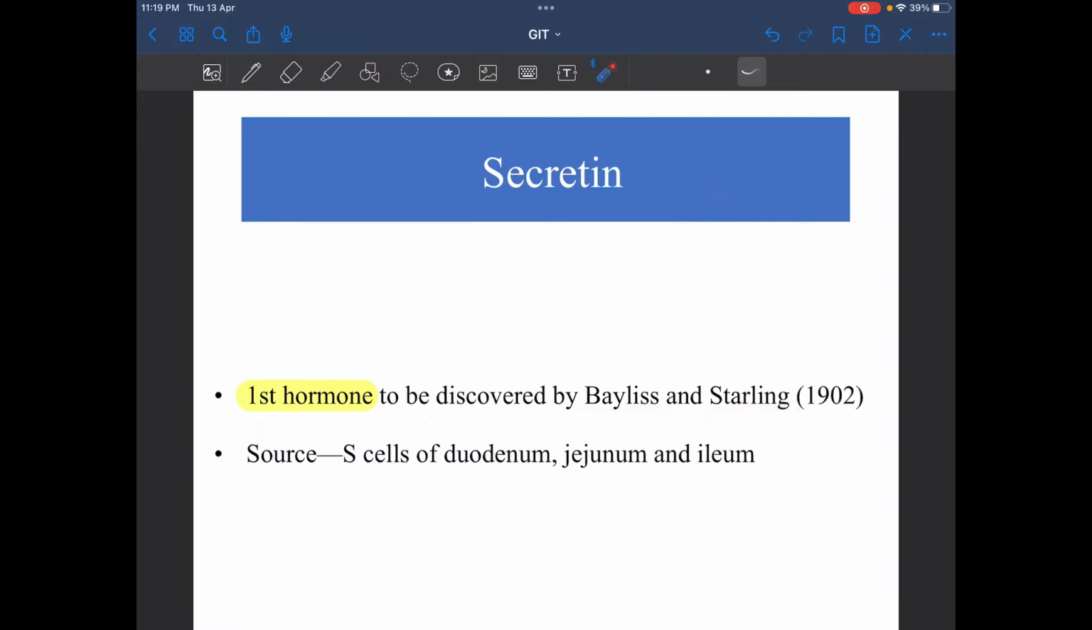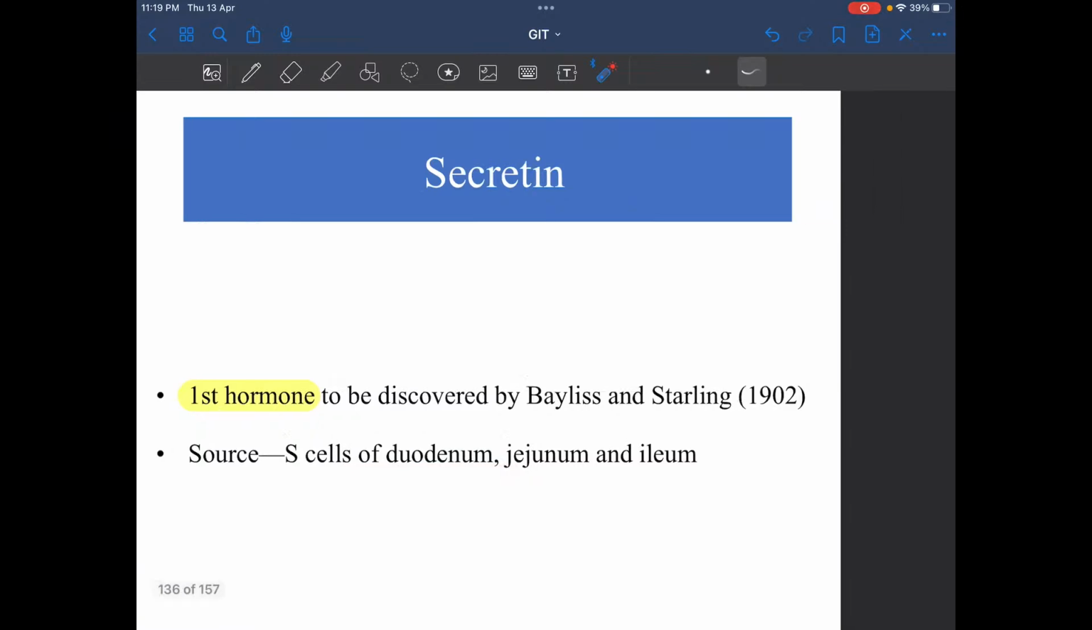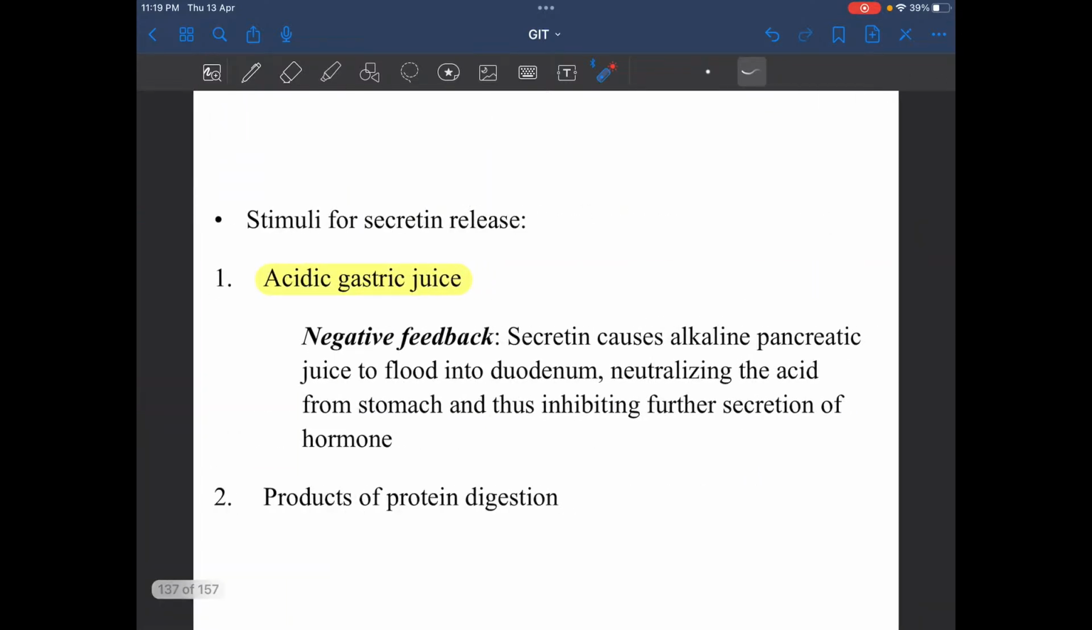And for that they also received the Nobel Prize. And what is the source? Again, the source is the duodenum, jejunum, and the ileum. Okay. And what does secretin do? Why is secretin secreted? Due to the acidic chyme.